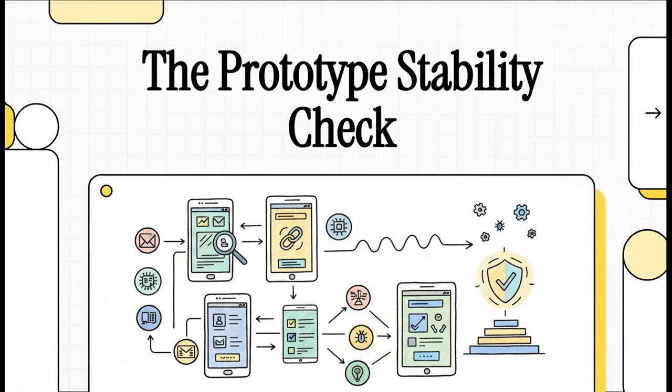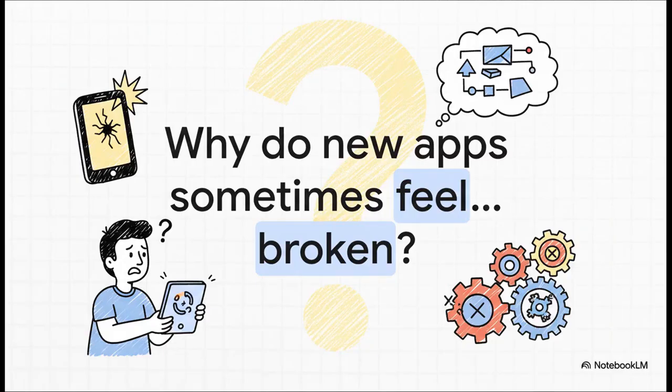We use apps on our phones all day, every day. But have you ever stopped to think about all the invisible work that goes into making them, well, work? Long before any of the final code is even written, there's this one secret step that can literally make or break the whole thing. It's called the prototype stability check, and today we're going to get right into why it is so important.